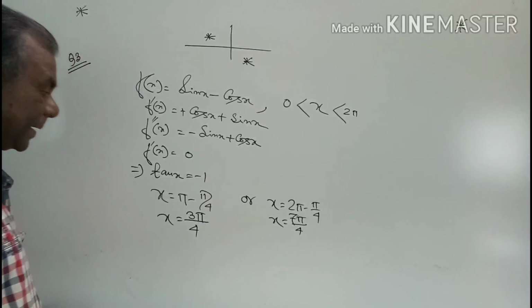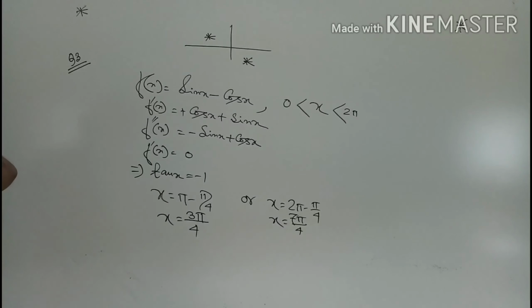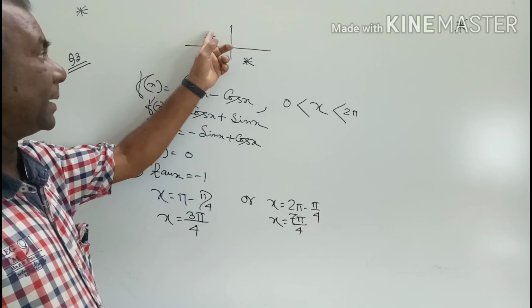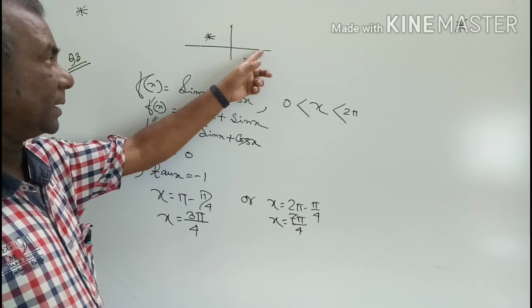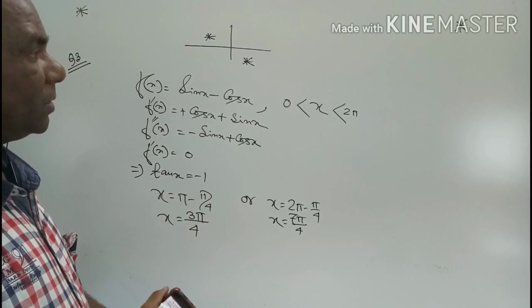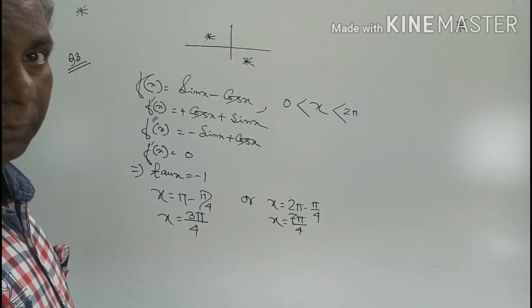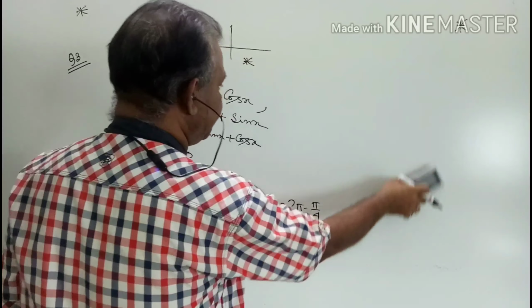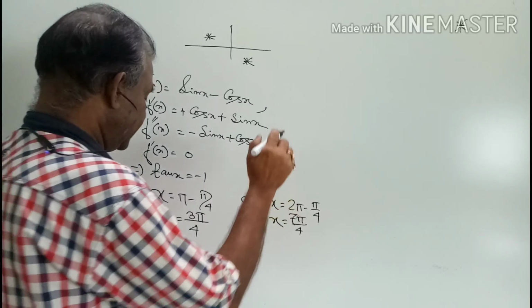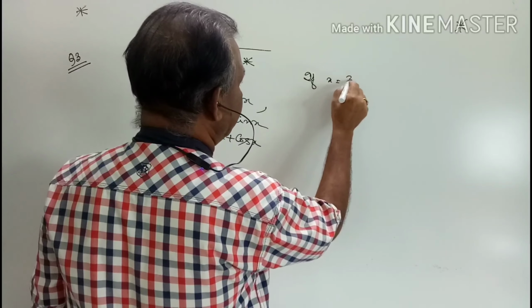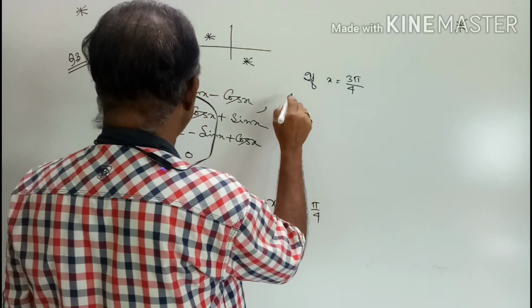There are two possibilities of x. If tan x is equal to minus 1, tan theta is negative in the second and fourth quadrants, so second quadrant means pi minus pi by 4 and fourth quadrant means 2 pi minus pi by 4. So you have got the two values of x where f dash x equal to 0. Now if x is equal to 3 pi by 4, so what will be that?